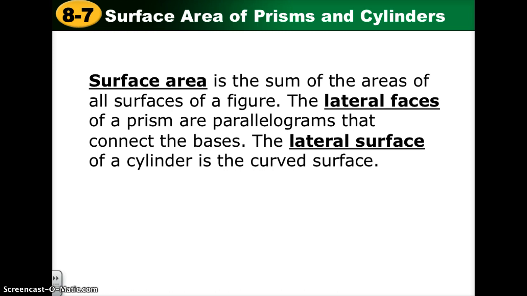Surface area is the sum of the areas of all surfaces of a figure. The lateral faces of a prism are parallelograms that connect the bases, and the lateral surface of a cylinder is the curved surface. So when we're looking at the lateral surface or faces, we're looking at the parts that are not the bases of those shapes.